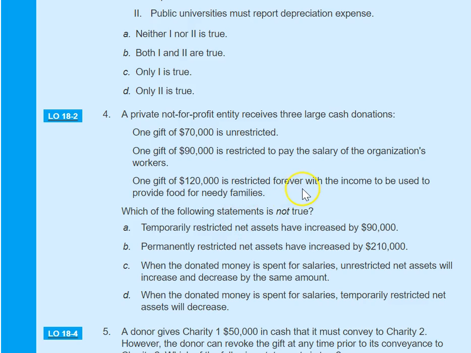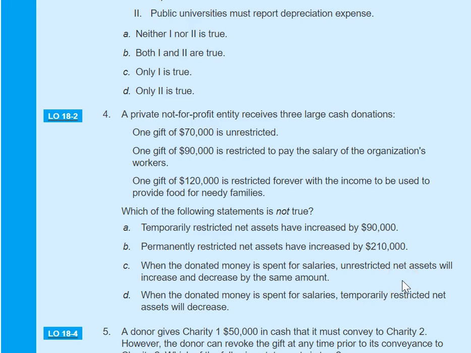On the other hand, the last one, if the restriction is forever and it is assumed that as long as the organization or the entity exists, the restriction will also continue, this type of restriction we call permanently restricted. For this type of restriction usually the entity cannot use that fund, but a portion of the proceeds, in most cases interest income from that amount, can be used for any purpose. So now let's see which one is not true.